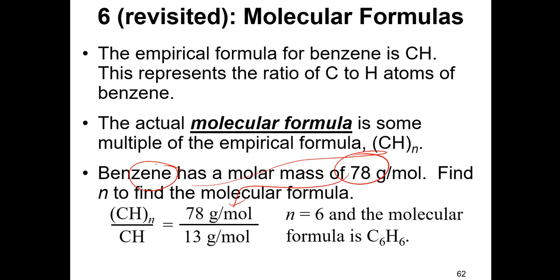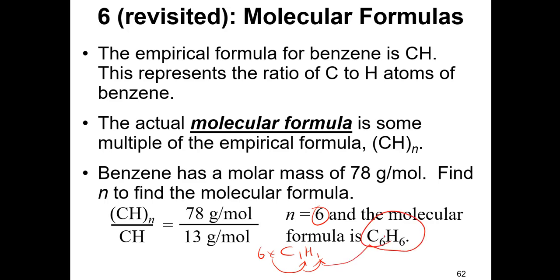I simply divide the molar mass of the suspected molecule, what we think it is, by the empirical formula molar mass, and whatever that new number is, the ratio of the molar mass divided by the empirical formula mass, that's going to be the multiplier for our final answer. So if our original empirical formula was C1H1, then this multiplier multiplies each of these empirical formula subscripts, forming C6H6.